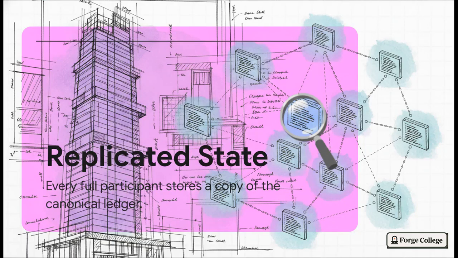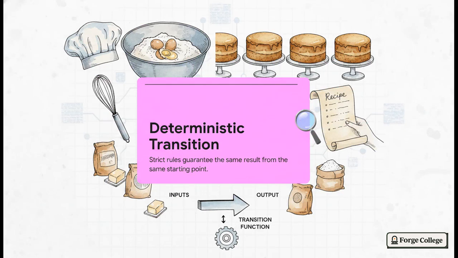Okay, the very first pillar here is replicated state. Think of it like a master blueprint for a massive skyscraper. Now, in a centralized system, only the lead architect holds that blueprint, right? You have to constantly ask them for updates, and you kind of just have to trust they aren't drawing in trapdoors when you aren't looking. But replicated state completely flips that. It means every single full participant in the network holds the exact same up-to-date schematic. Because everyone has a copy of the canonical ledger, nobody, and I mean nobody, can alter the plans without everyone else noticing immediately.